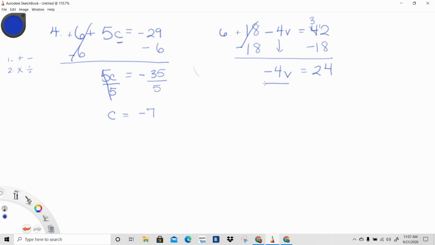So we are going to divide both sides by negative 4 because that's what our variable is being multiplied by. Make sure, again, you remember that the sign goes with whatever term it's right in front of. These two negative 4's cancel out and just leave us with v. 24 divided by negative 4 is going to be negative 6. 24 divided by 4 is 6, but we have one negative, so our answer is negative.